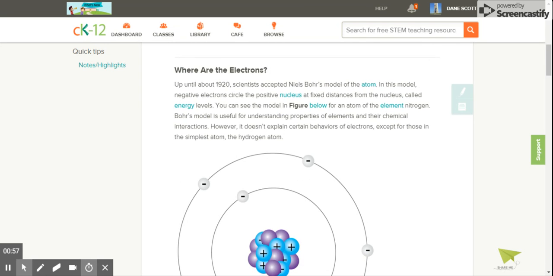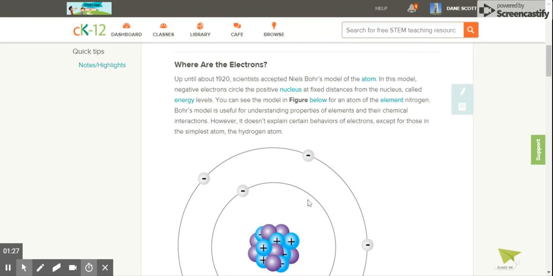Up until about 1920, scientists accepted Niels Bohr's model of the atom. In his model, negative electrons circle the positive nucleus at fixed distances from the nucleus called energy levels. You can see the model in the figure below for an atom of the element nitrogen. Bohr's model is useful for understanding properties of elements and their chemical interactions. However, it doesn't explain certain behaviors of electrons, except for those in the simplest atom, the hydrogen atom.